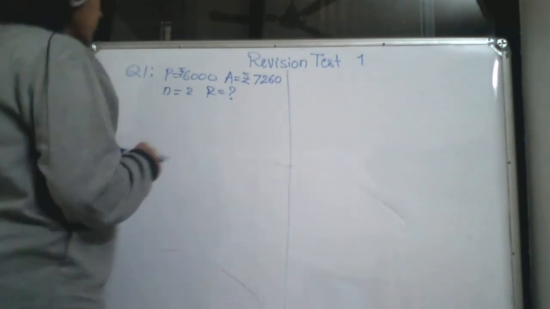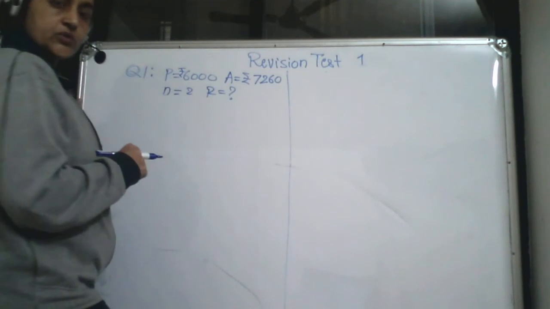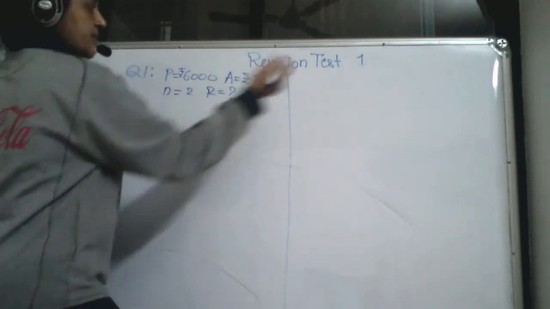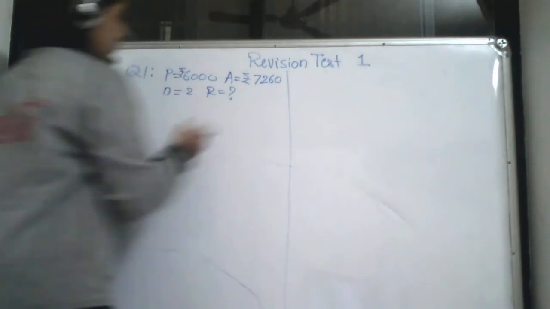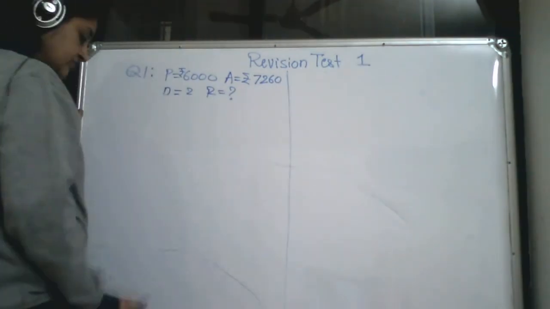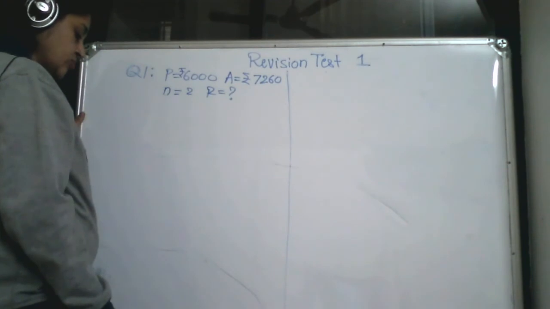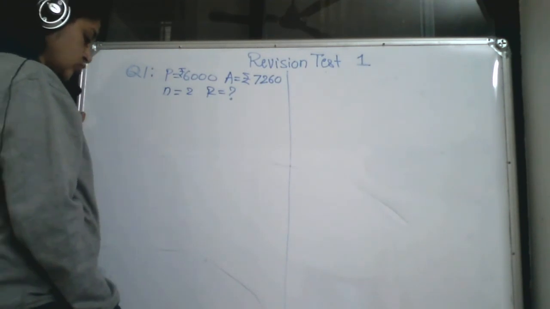Hello students, I'm going to discuss the questions based on simple interest and compound interest from the revision test 1 that I had given before. Okay, now here in the first question we have, if compounded annually at what rate? Rupees 6,000 amounts to rupees 7,260 in 2 years.